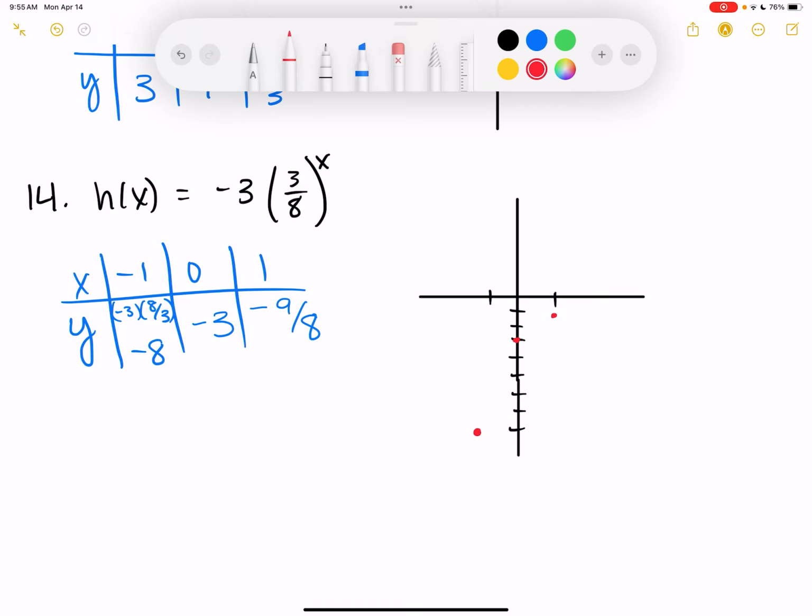And again, this one would keep going. The asymptote would still be at 0. Does that mean it's a decay? This is a decay because this is a fraction. It's just a reflected decay problem.